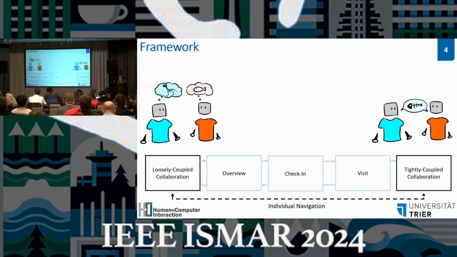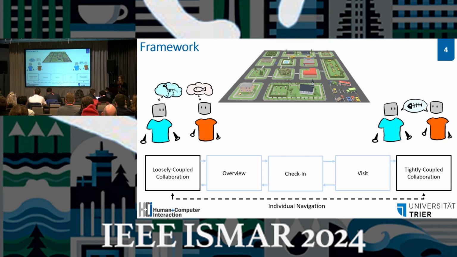To tackle this problem, our paper presents different interaction modes that bridge the gap between the extremes of classic loosely and tightly coupled collaboration. The phases are formulated as a general suggestion and have been implemented by us for the concrete example of exploring a small town environment.